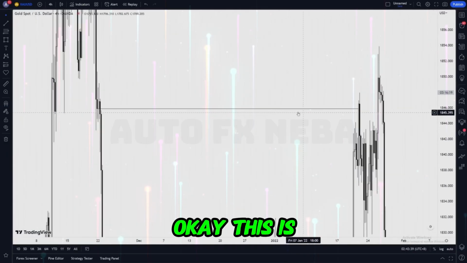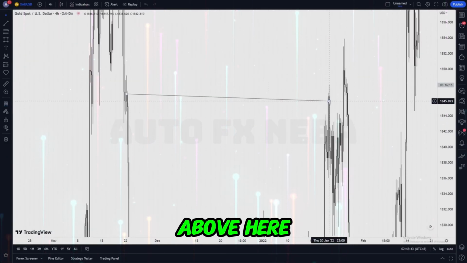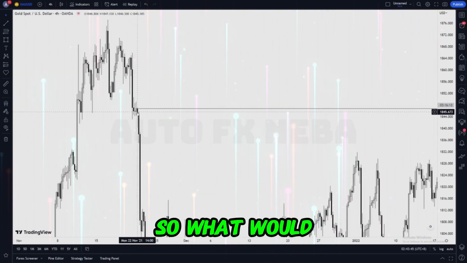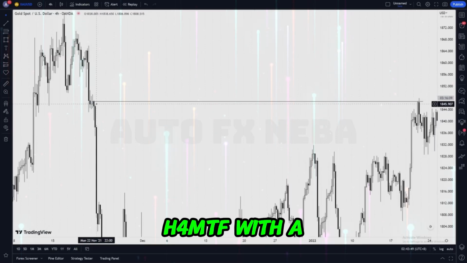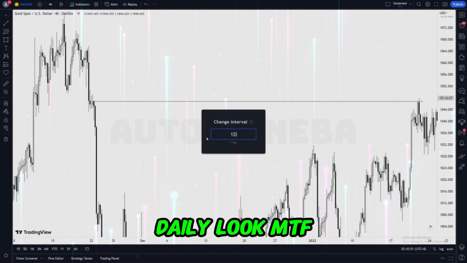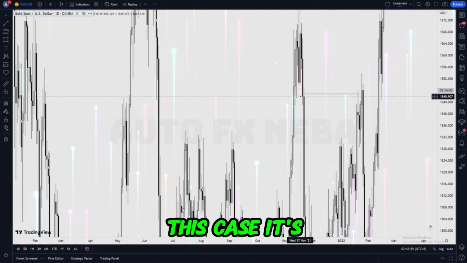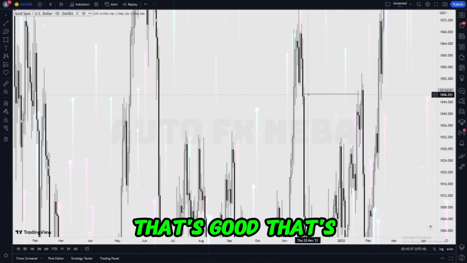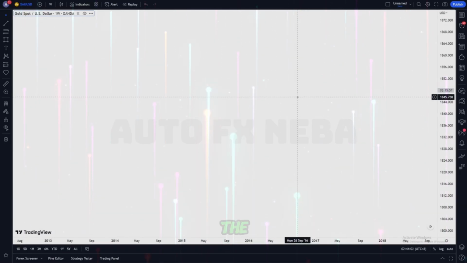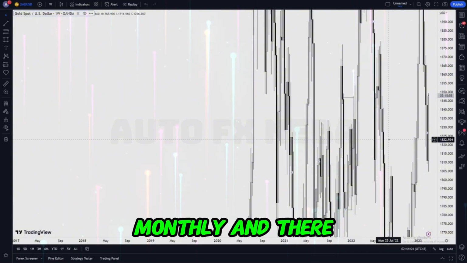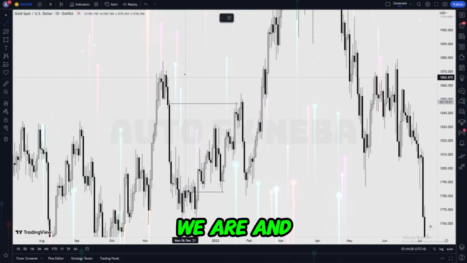Okay, this is within that weekly daily thing, and then you got the other one right above here. So what would this be? H4 fresh, right? Buy, sell, so it's resistance. H4 MTF with the daily. Look, MTF with the daily. Why MTF? Because in this case it's not exactly there, it's a bit above. Yes, that's good. That's a refinement, so it's even better in fact. H4 MTF with the daily, MTF with the monthly, and there we are.